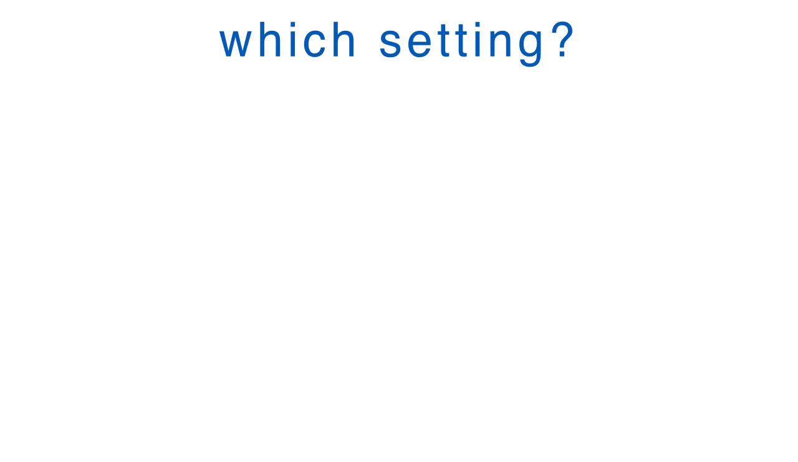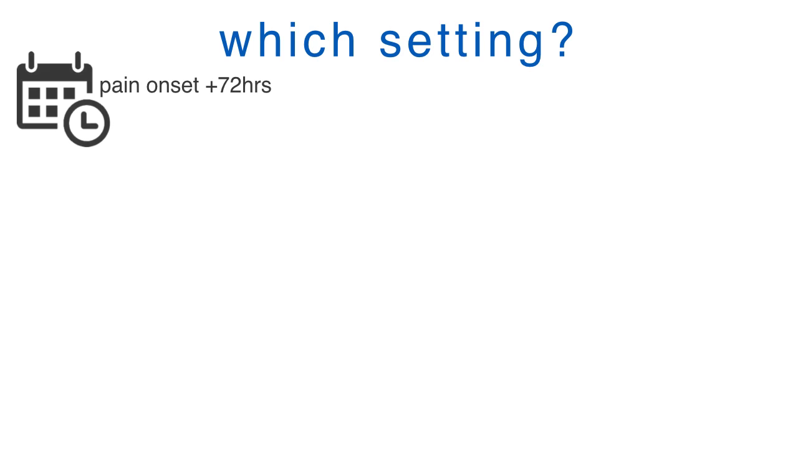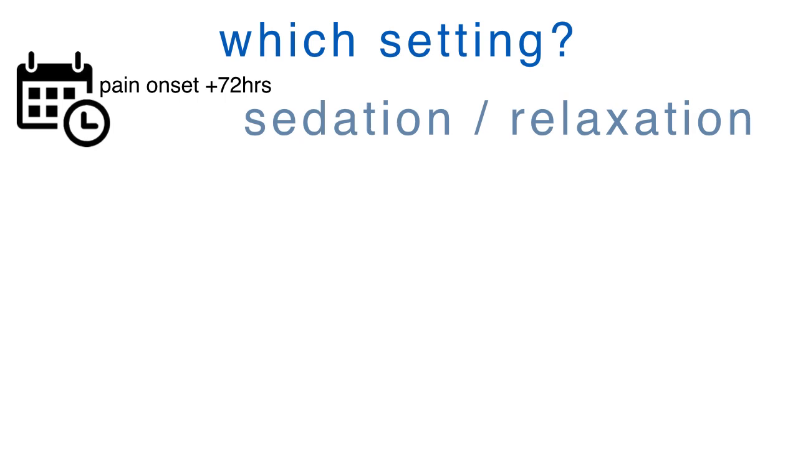Now, when we decide which setting to use, we have a look at A, how intense the pain is, and B, how long have we had the pain for. So let's have a look at the time period of the pain. If the pain onset is in the last 3 days or so, or the pain is intense acute pain, here's the 2 settings you can use: sedation and relaxation. So I always start with sedation if I have an acute onset of pain. If that doesn't work, I'll switch to relaxation.